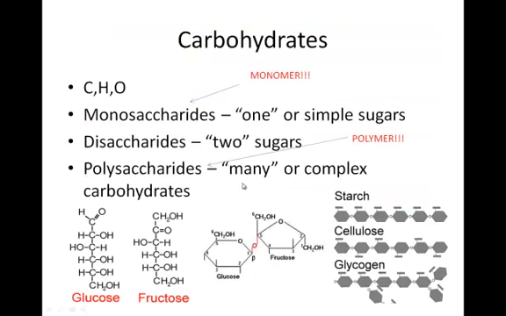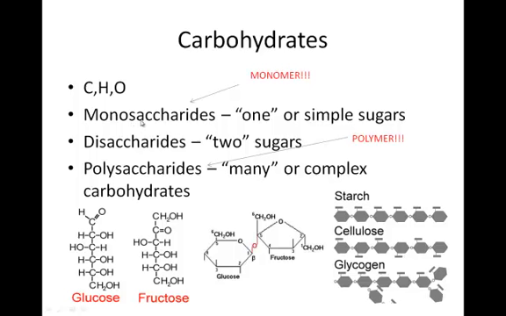So now we're going to actually get into our first organic compound, carbohydrates. Carbohydrates are made of carbon, hydrogen, and oxygen, and our simplest carbohydrate is going to be the monosaccharides, and we call those the simple sugars. Mono means one, and sac means sugar, so these mean one sugars. Now, our disaccharides mean two sugars, and polysaccharide means many sugars. So we call these our complex carbohydrates or our many sugars.